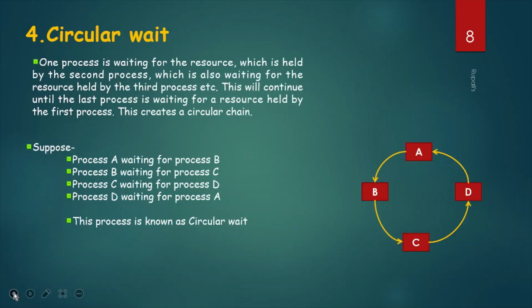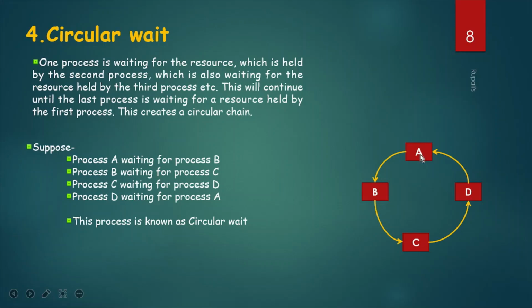Circular wait. What is that? When one process is waiting for the resource that is held by the second process, which is also waiting for the resource that is held by the third process. And this will continue until the last process is waiting for a resource held by the first process. So this is a circular chain.